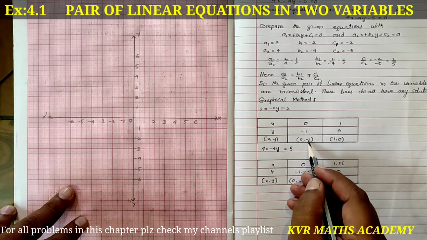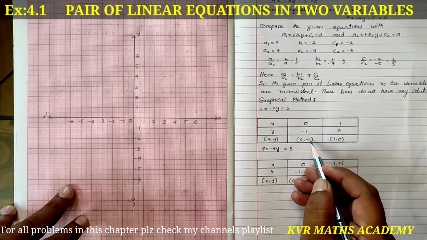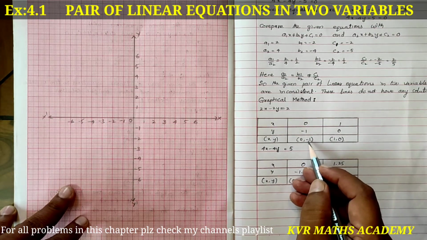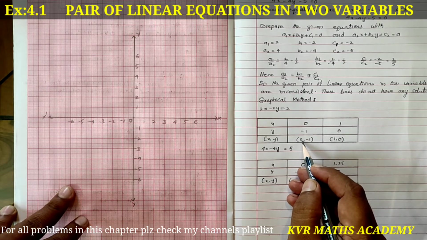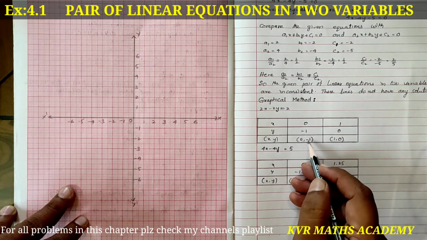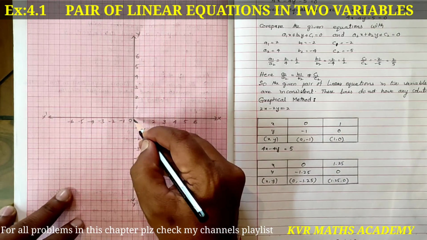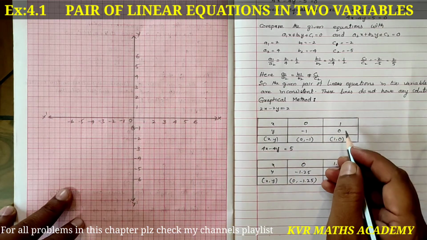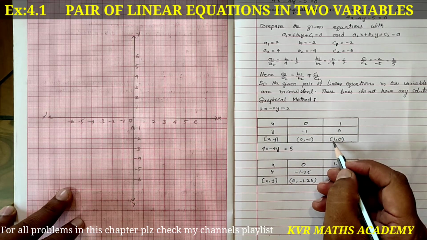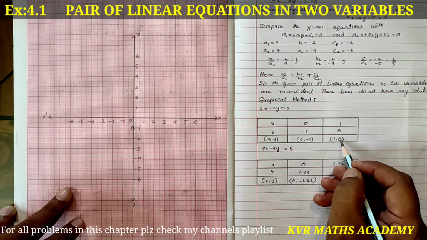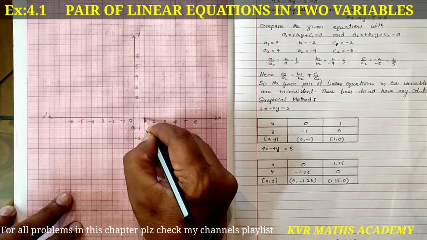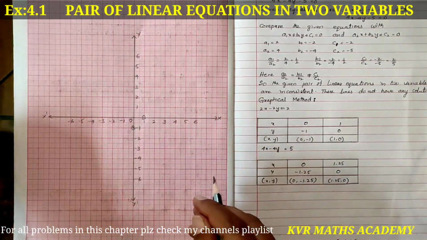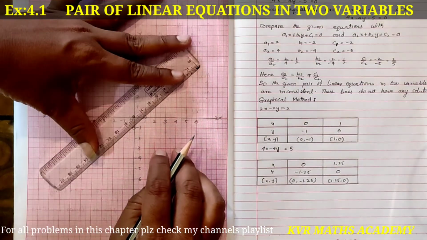First one, 0 comma minus 1. Here x coordinate is 0 and y coordinate is minus 1. So where will it be? Yes, x coordinate is 0, so this point lies on y-axis. So 0 comma minus 1 is this. Next, this one is 1 comma 0. Here x coordinate is 1 and y coordinate is 0. That's why this point lies on x-axis. So 1 comma 0 is this one. Now let us join these 2 points.